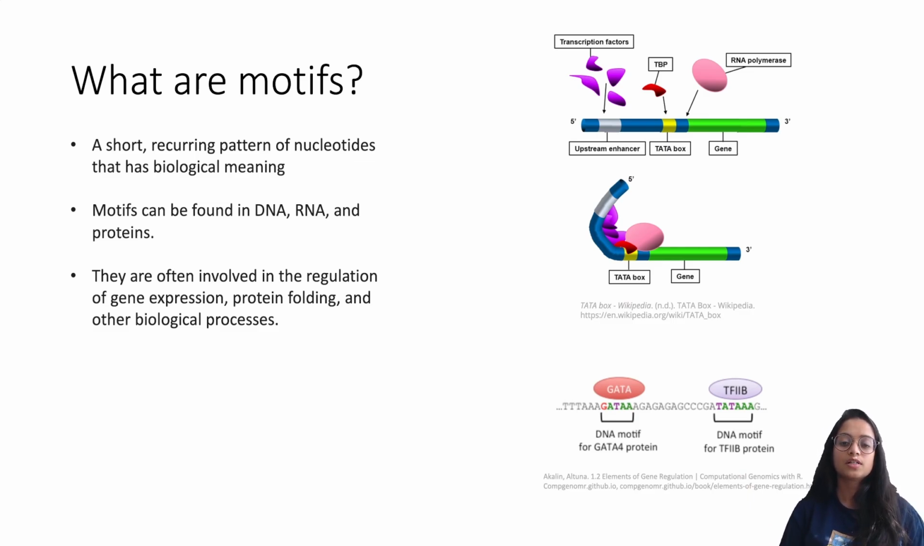So let us start by talking about what are motifs. A motif is a short sequence of nucleotides or amino acids that is repeated multiple times in a DNA, RNA, or protein molecule. And motifs can be as short as 2 nucleotides or as long as several dozen nucleotides or amino acids. And they're often found in specific locations in DNA or RNA molecules. So to give you an example, a very commonly studied motif is the TATA box motif that is found in the promoter regions of many genes.